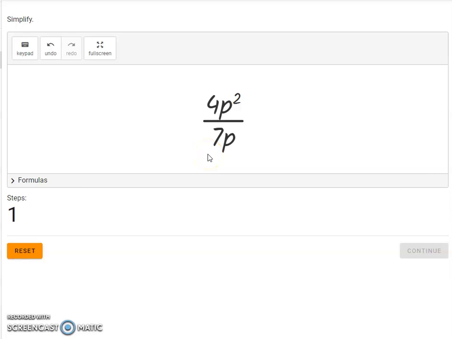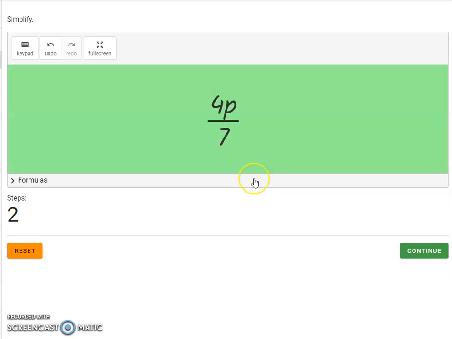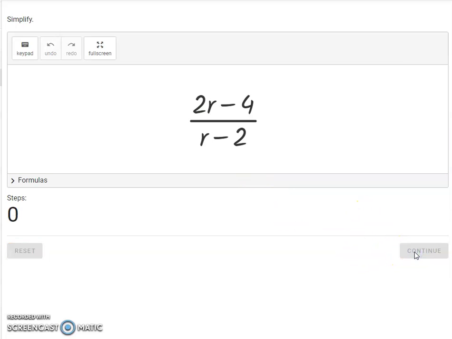We learned exponent rules. You did that in Algebra 1 as well as this year in Algebra 2. If you put the two pieces on top of each other, they're going to subtract the exponents. This is a 2 and this is a 1. So 2 minus 1 is 1. So the final answer is 4p over 7.